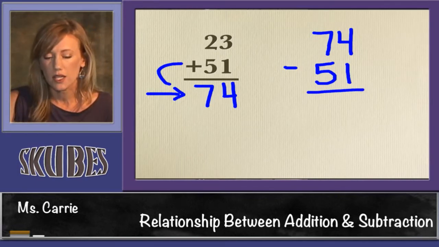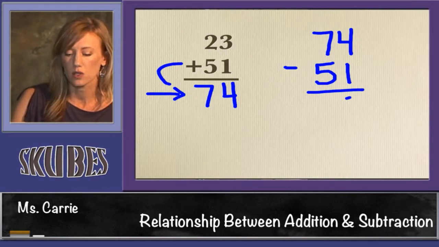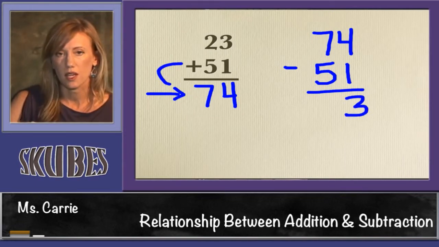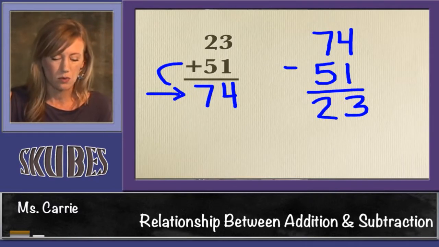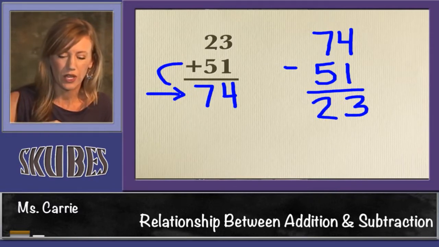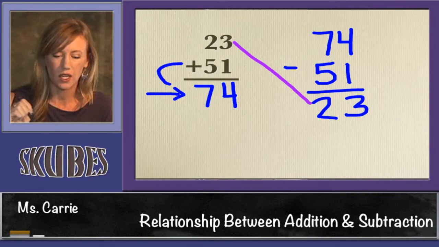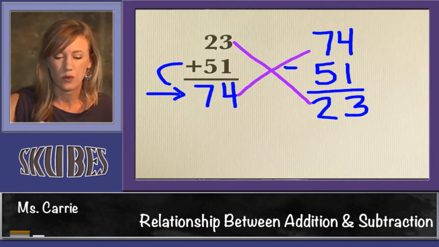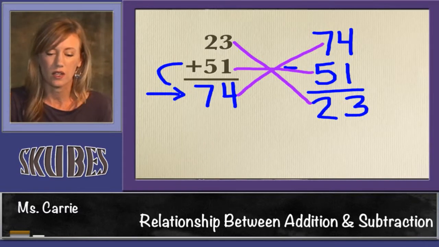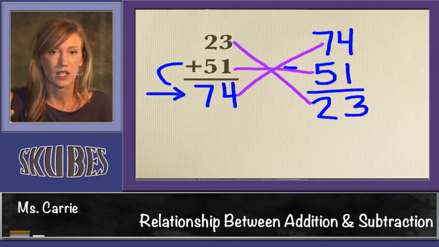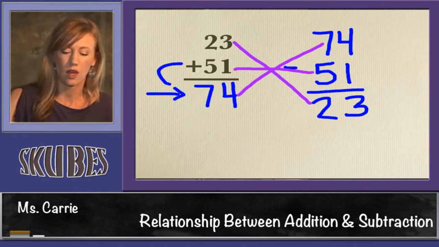We start on the right side. We know that 4 minus 1 is 3. And we know that 7 minus 5 is 2. Let's see if our answers match up. Well, here's 23 and 23. Here's 74 and 74. Here's 51 and 51. They're in the same fact family, so they have a relationship with one another.